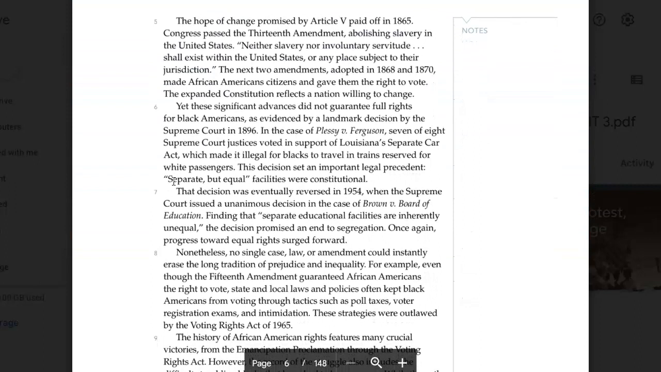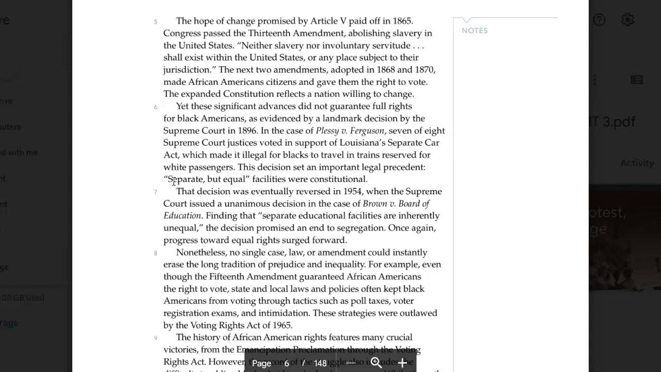The hope of change promised by Article 5 paid off in 1865. Congress passed the 13th Amendment, abolishing slavery in the United States. "Neither slavery nor involuntary servitude shall exist within the United States, or any place subject to their jurisdiction." The next two amendments, adopted in 1868 and 1870, made African Americans citizens and gave them the right to vote. The expanded Constitution reflects a nation willing to change.